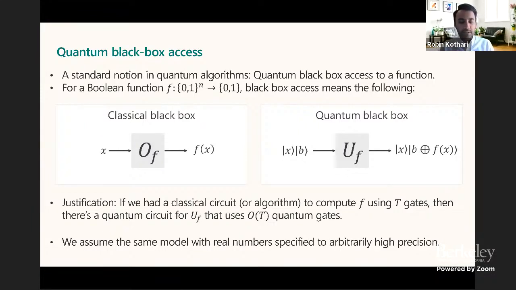So we do the same thing, and there's an additional wrinkle in our model, which is that we're dealing with real numbers. So you have to deal with that, but let's not worry about it. It's not going to matter at all. So let's forget about that. But one way to do that is you can just say that the real numbers are specified to arbitrarily high precision. You can ask for whatever precision you want from the oracle, and it still counts as one query.